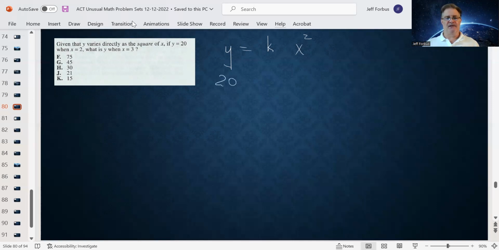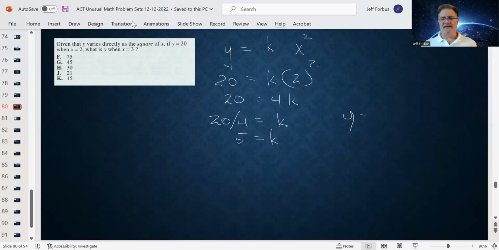So y is 20, and x is 2. Now we can figure out what the constant of proportionality is. 2 squared is 4, so that's 4k. Solve this for k. So that's going to be 20 divided by 4, and that's going to be 5. So the k value is 5. So our equation is actually y is equal to 5 times x squared.